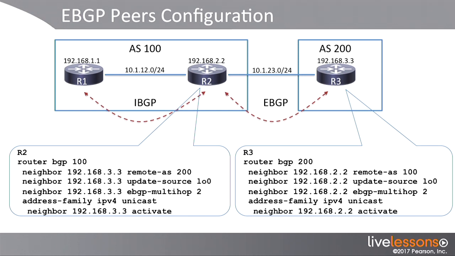But if you disable the check, then you might not even need to configure eBGP multi-hop. You can just say neighbor 192.168.3.3 disable-connected-check, and this will take care of specifying eBGP multi-hop. And finally, you go into the address family and configure activate. Let's get into the lab side of it.